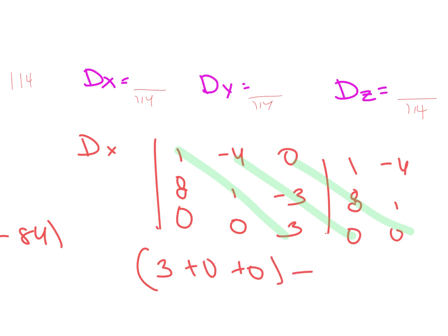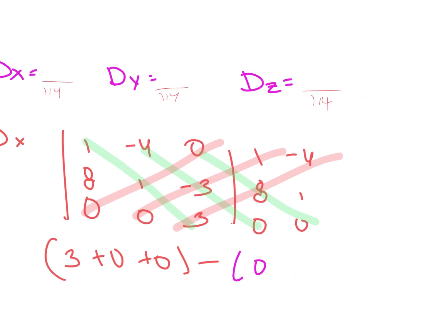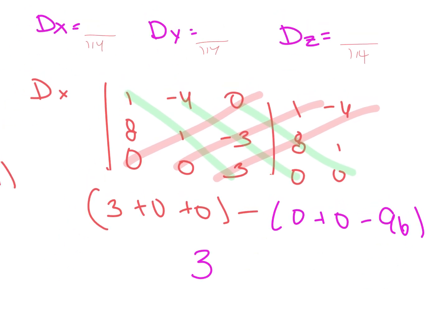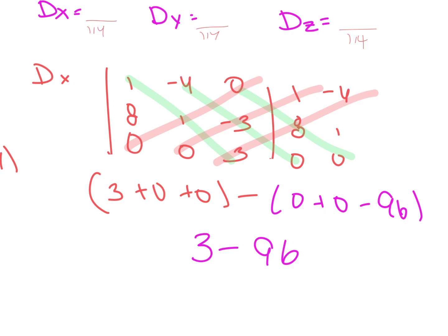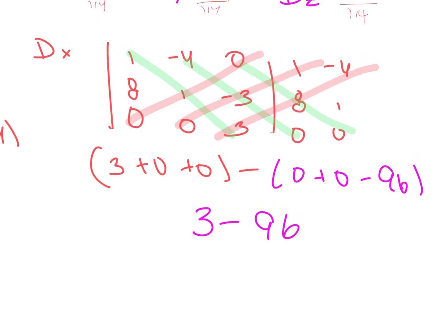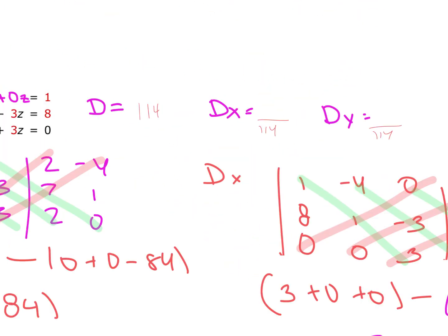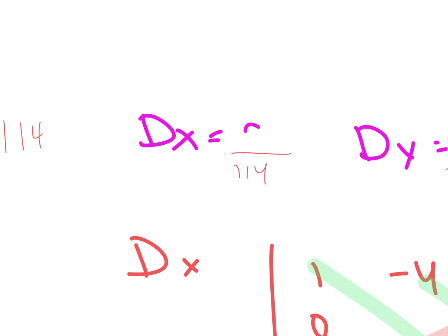Minus our minors. So here, here, here. You have 0 times 1 times 0 is 0. 0 times -3 times 1 is 0. And 3 times 8 times -4 is going to give me -96. So you have 3 minus 96. Sorry, 3 minus a negative is going to give me 3 plus. So 96 plus 3 gives me 99. So your d sub x is 99 over 114.